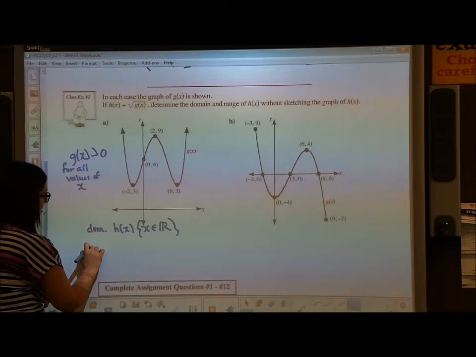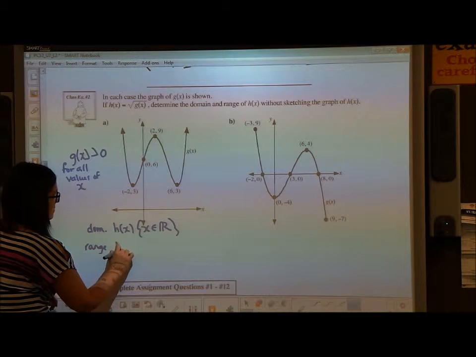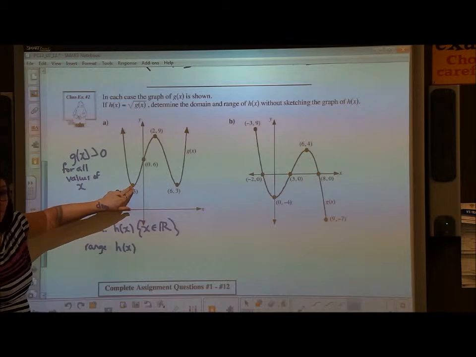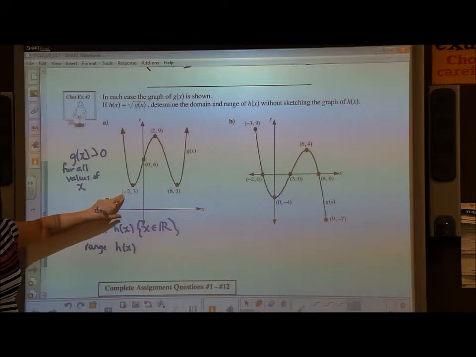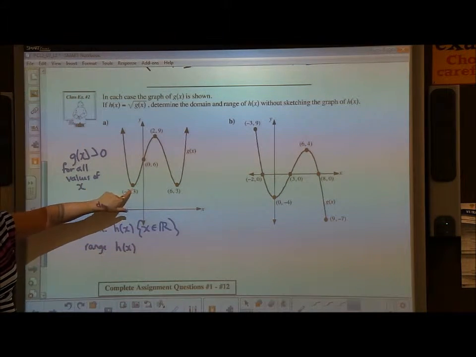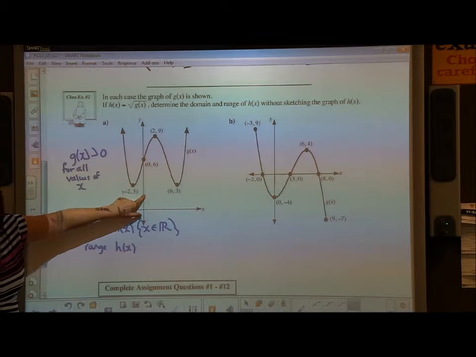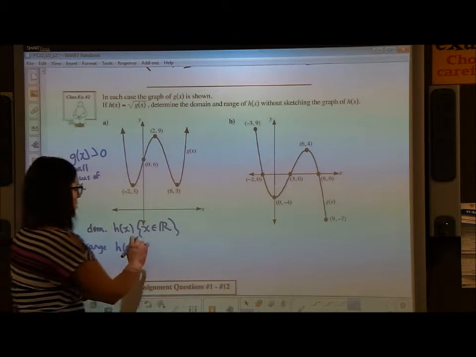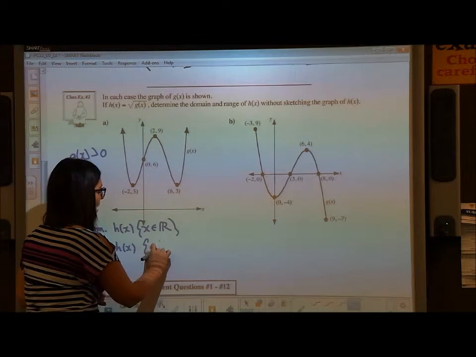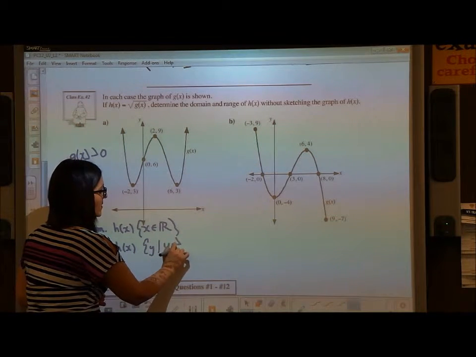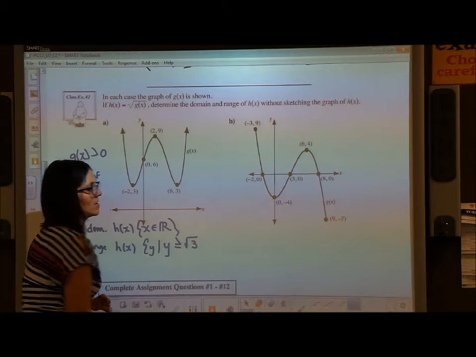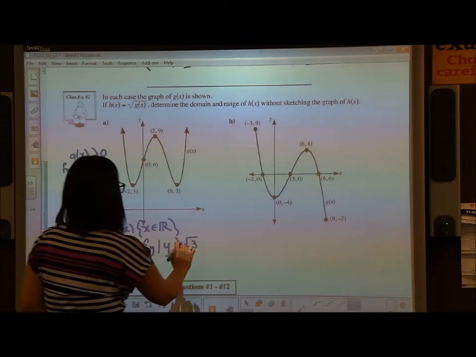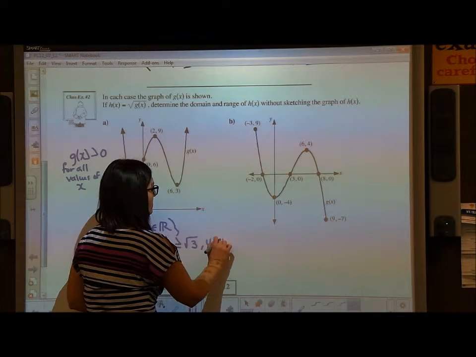And then the range of h of x, the range of g of x is 3 and up. So in h of x, I have to take the square root of 3 and up. So it would be the set of y values such that y is greater than or equal to the square root of 3. And then y could be any number after that point.